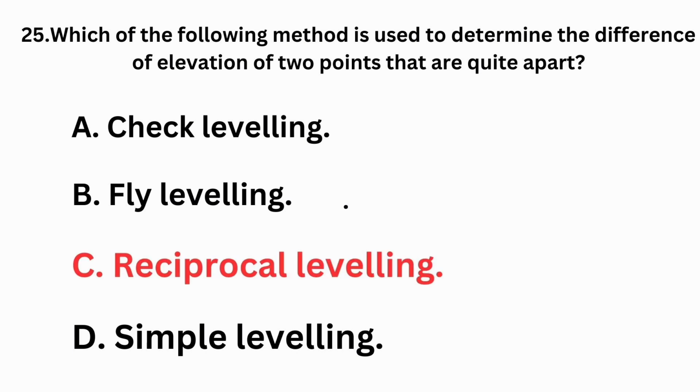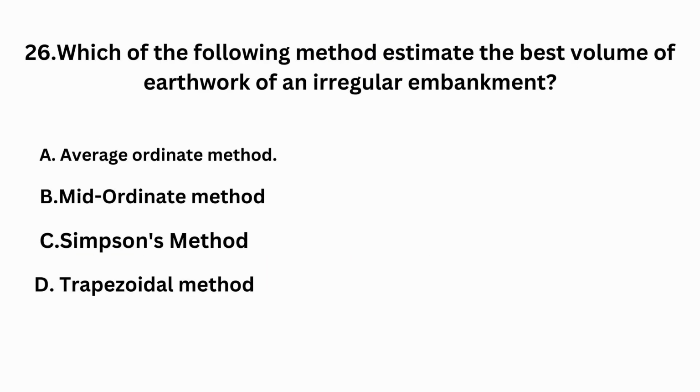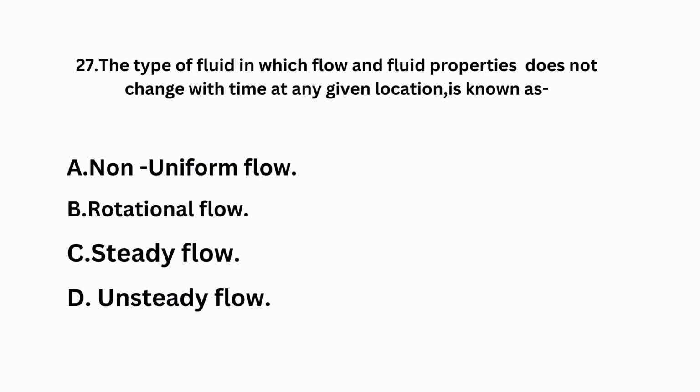Reciprocal leveling. 26. Which of the following methods estimates the best volume of earthwork of an irregular embankment? A. Average ordinate method, B. Mid ordinate method, C. Simpson method, and D. Trapezoidal method. These all are used to calculate the volume of earthwork of an irregular embankment, but the best one is the Simpson method.